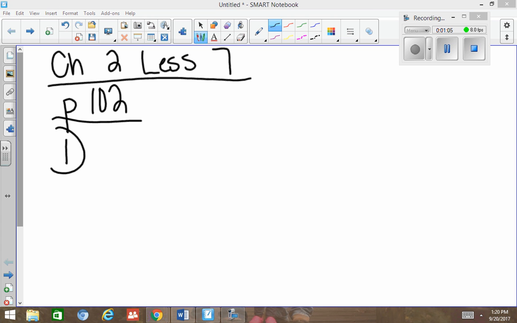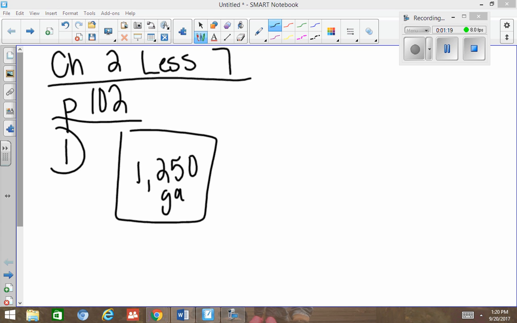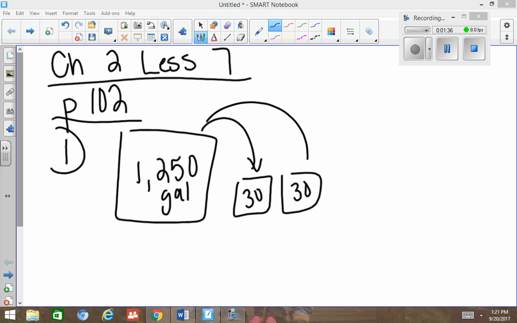Okay, hold on. A tank has 1,250 gallons. Okay, I'm ready. So this water is going to go into 30-gallon barrels. There's the 30, there's the 30. Right? So I got to put this water in here. Okay, keep going. What is the number of barrels that can completely fill and how much water is left?